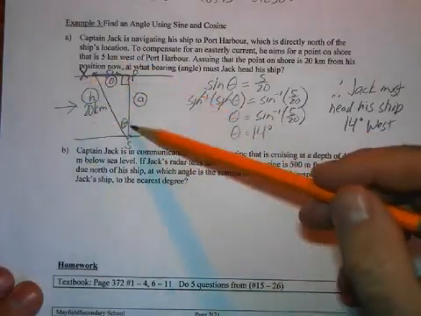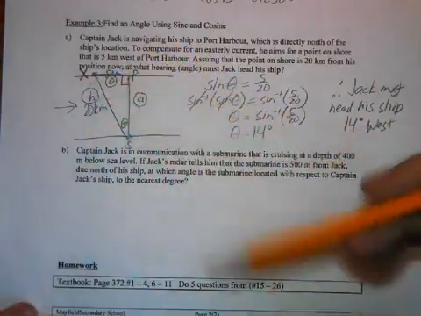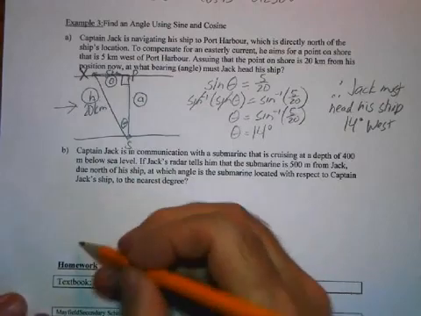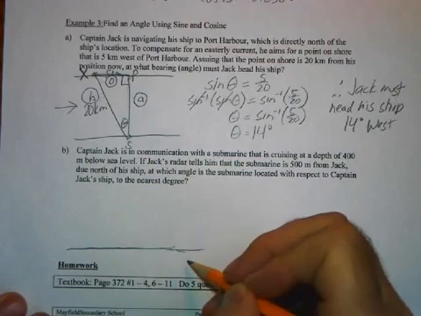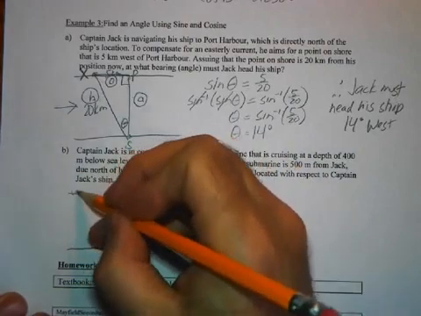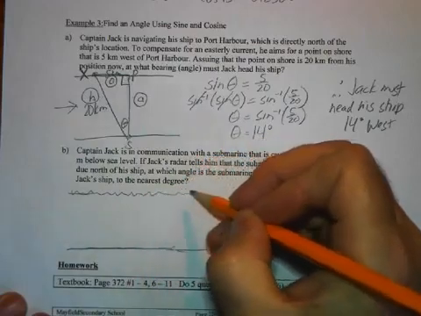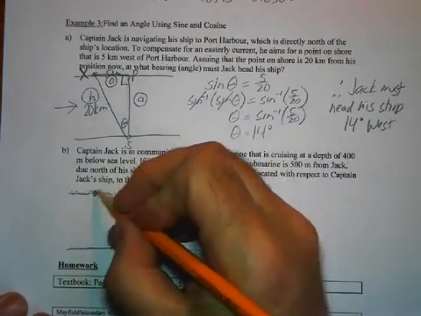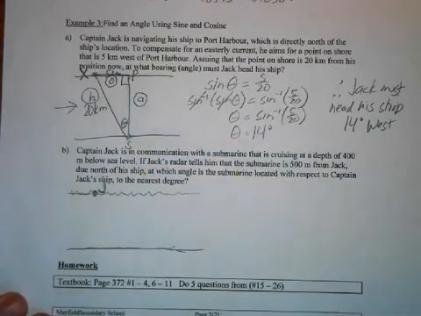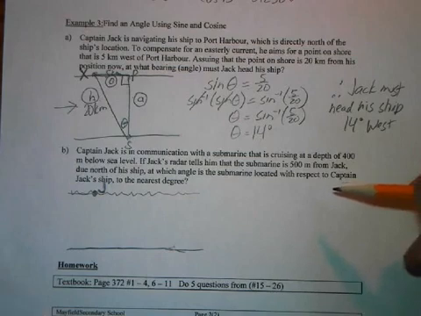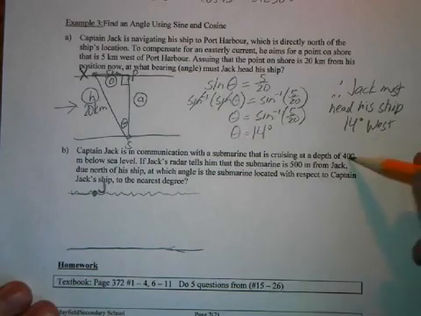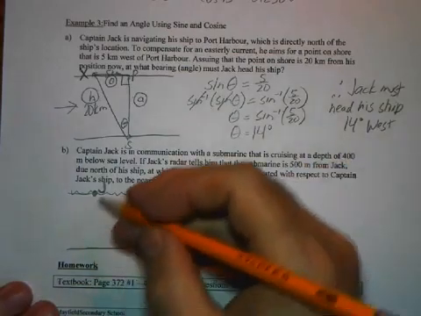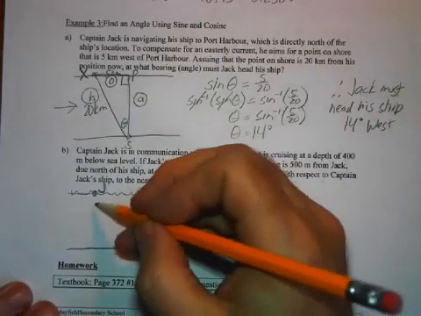What's going on with the ship? Where's he trying to get to? This one, because it's underwater, we're kind of doing a side view of this. Okay, so up here, that's the water level, and we'll put J for Jack's ship. Now we know that the submarine is 500 meters from Jack, but the depth of the submarine is 400 meters.